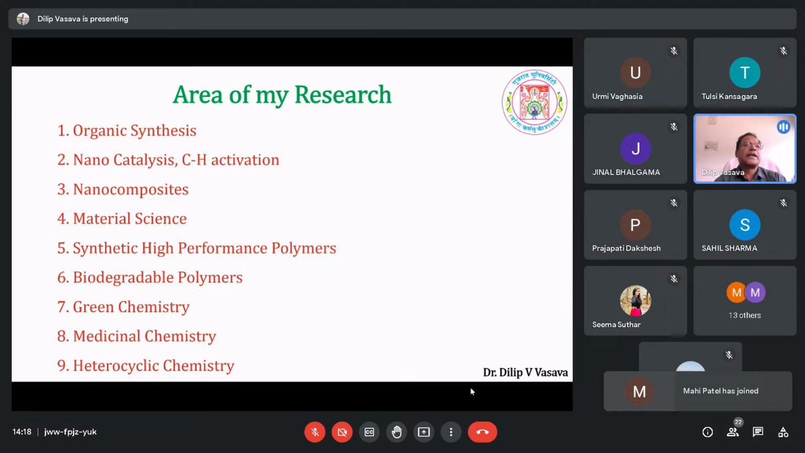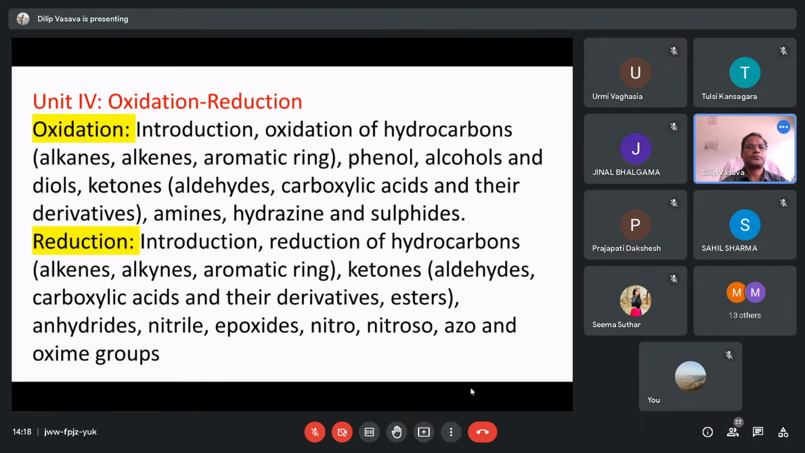Then material science, synthetic high performance polymers, biodegradable polymers, in which we are preparing nano medical vehicles, and of course green chemistry and heterocyclic chemistry. So this is the syllabus we are going to see.